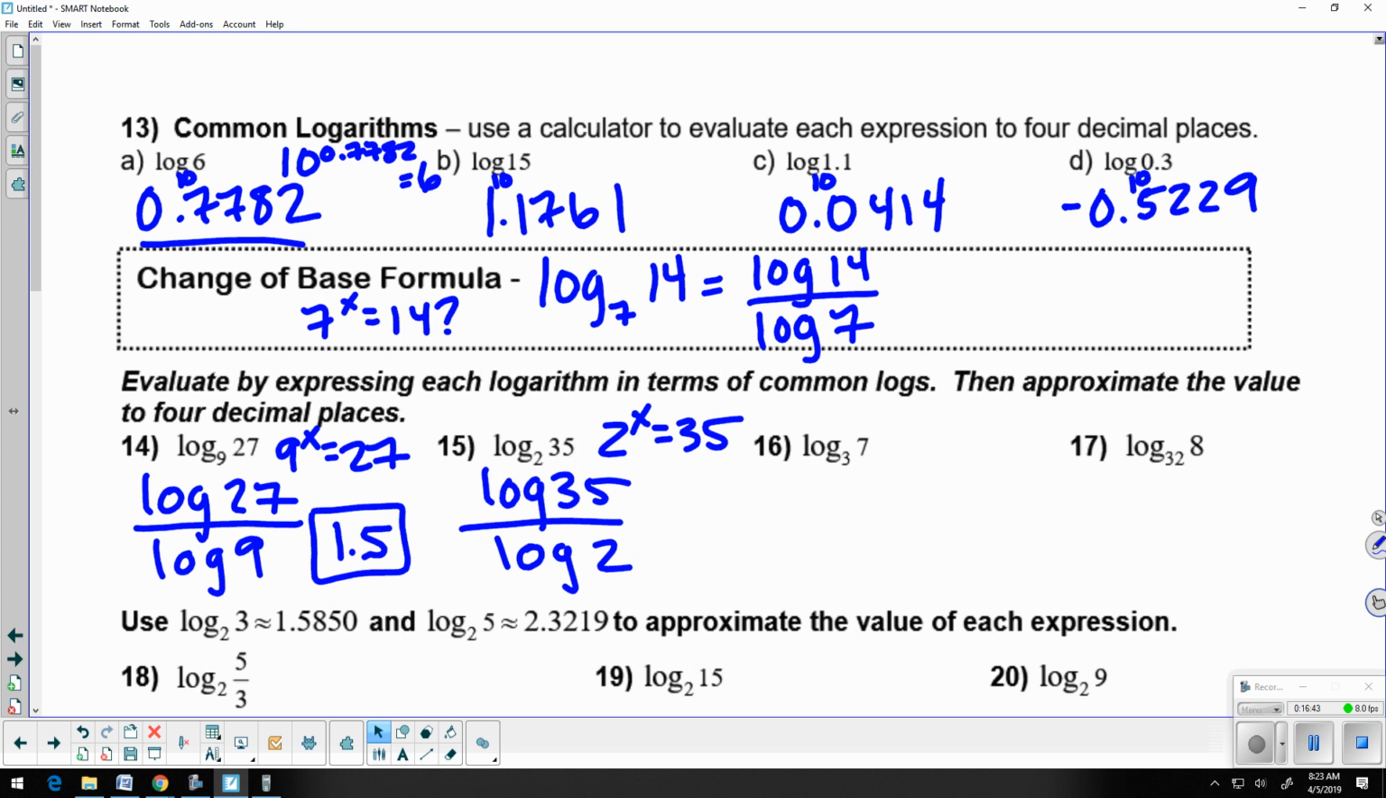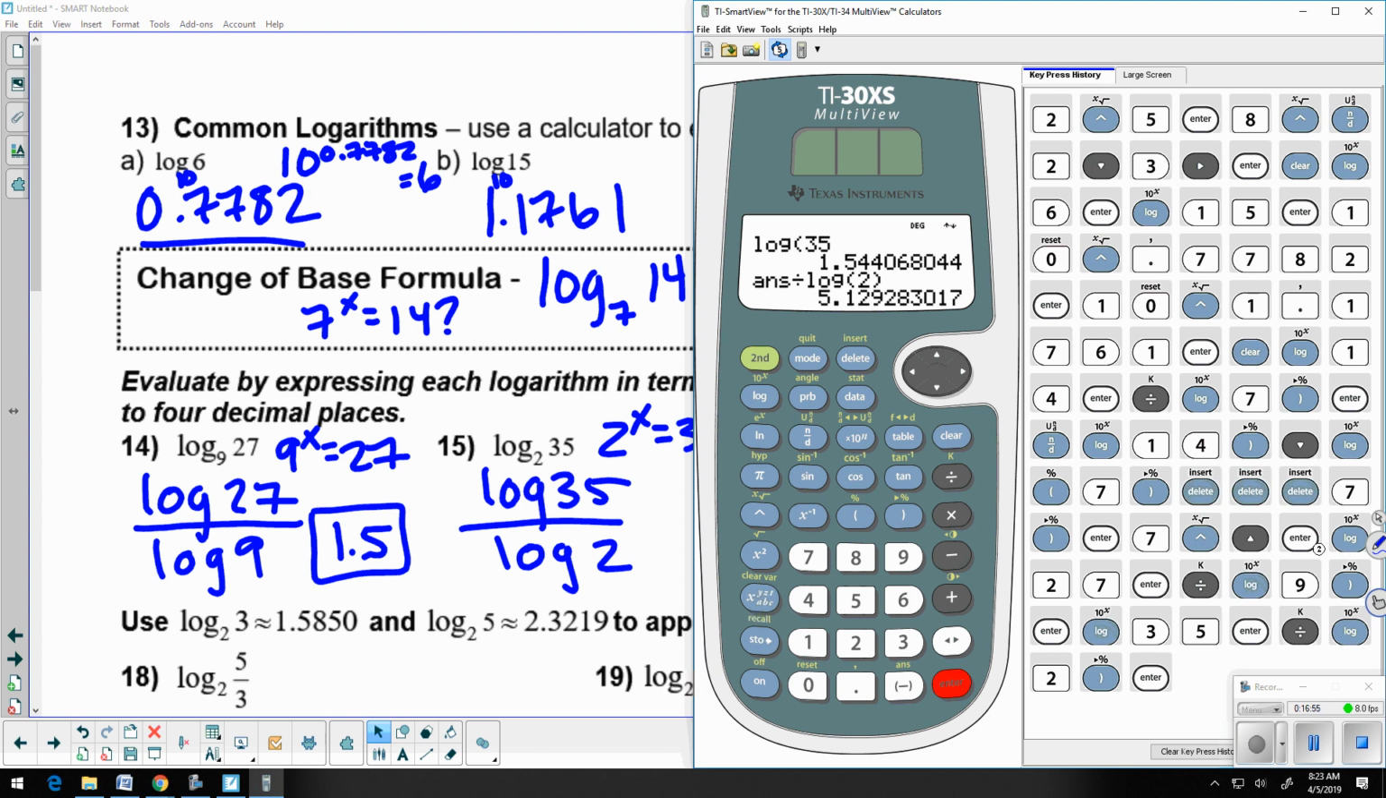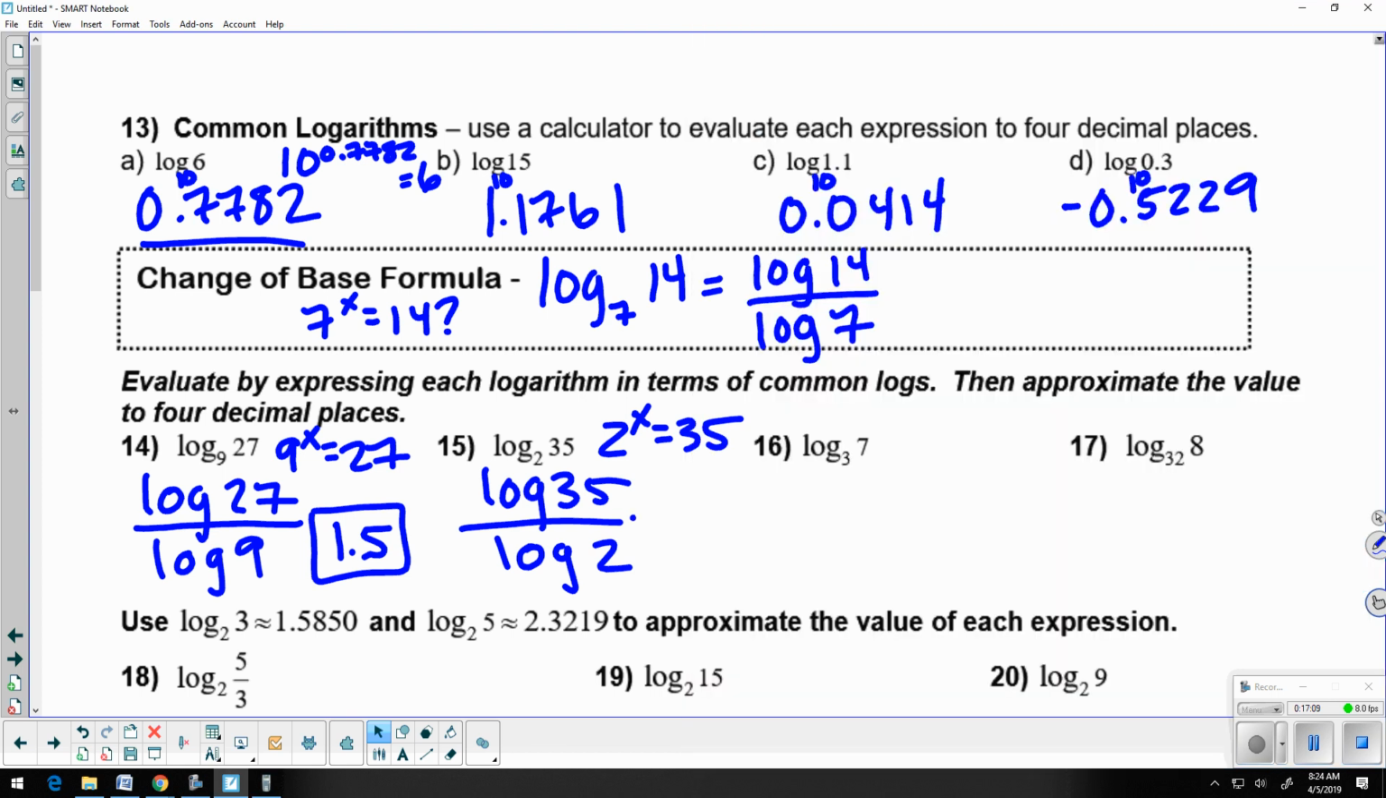So doing log of 35, dividing it by log 2. If I type in log 35, there's log 35, and now I want to divide it by log 2. And like I said, it's between 5 and 6, a little bit closer to 5, obviously, because 2 to the 5th power is 32, and we're trying to find 35. So it's just a smidge above 5. Rounding this to 4 decimal places, this comes out to be about 5.1293. And there's your solution.